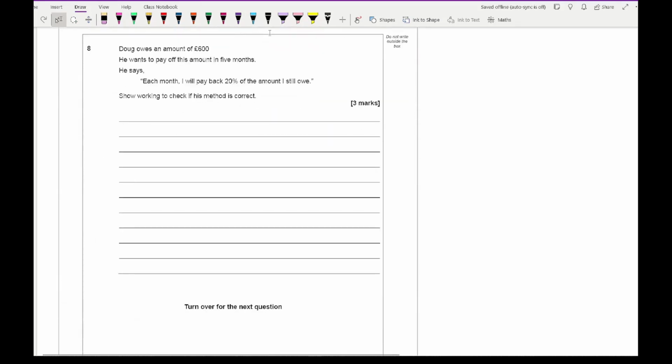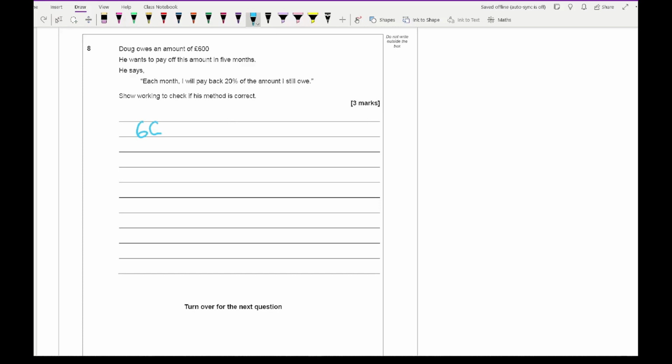Then moving on to question 8, it says Doug owes an amount of £600. He wants to pay this off in 5 months. He says that each month he will pay about 20% of the amount he still owes. Show working to check to see if his method is correct. So this is a compound interest question. So here, let's have a look.